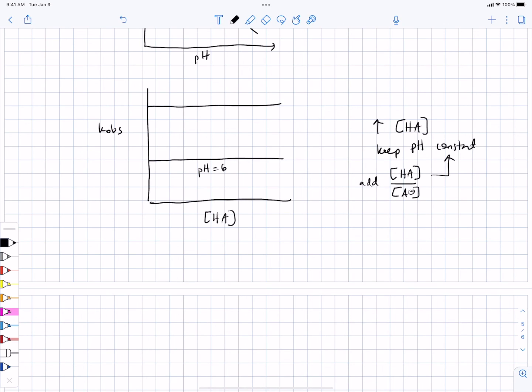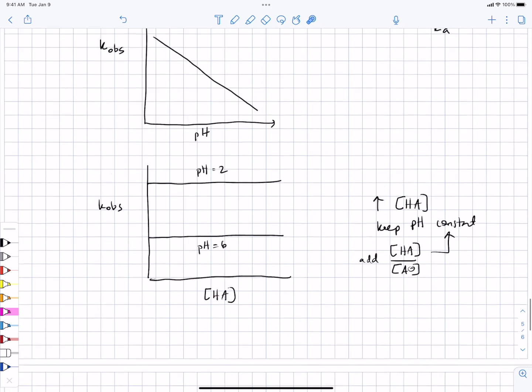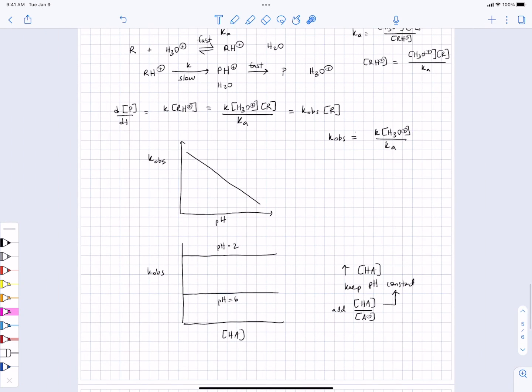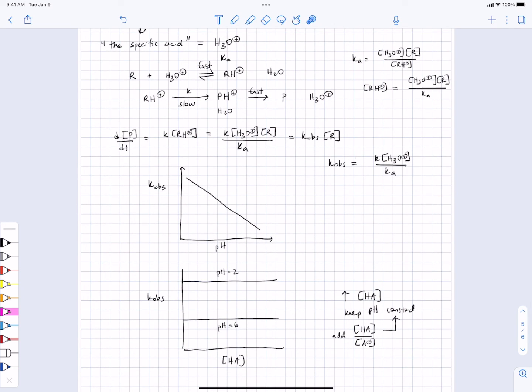So we'd expect the rate to be higher at pH 2 than at pH 6, but at any given pH, the rate is independent of acid concentration. And that is another hallmark of specific acid catalysis. It depends on the pH, but it doesn't depend on the concentration of the acid you use. All right.